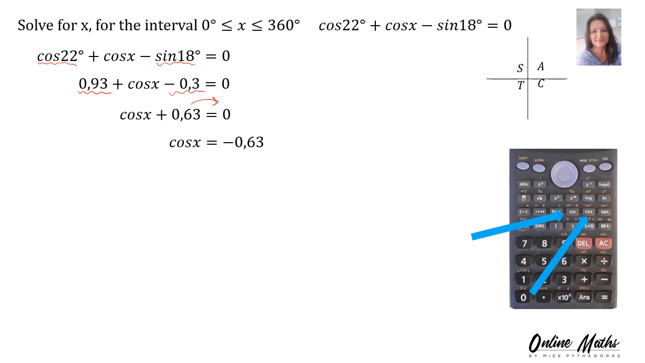Then it's time for the acute or the reference angle. That one you will say shift cos 0,63 close bracket equals, and you ignore the minus, and then your acute angle will be 50,95 degrees. Remember, the reference angle, the acute angle, is positive.